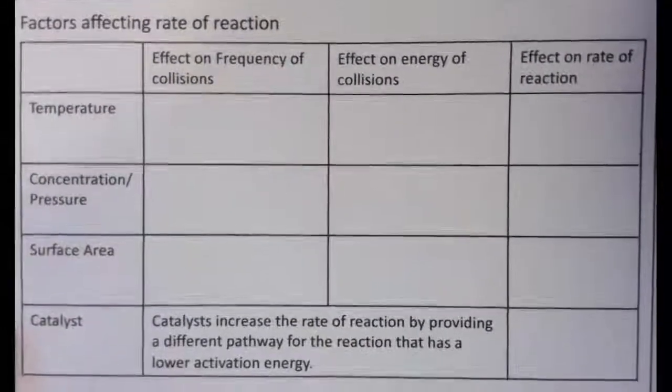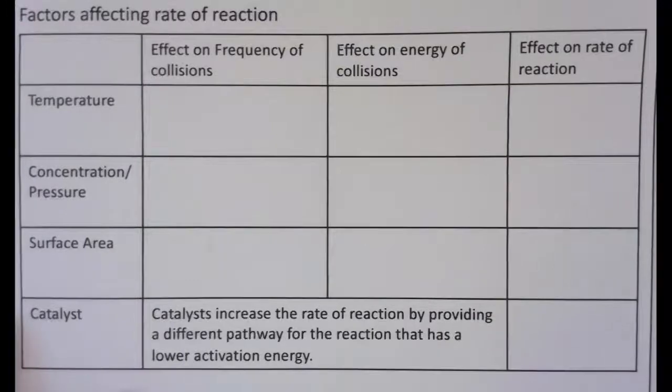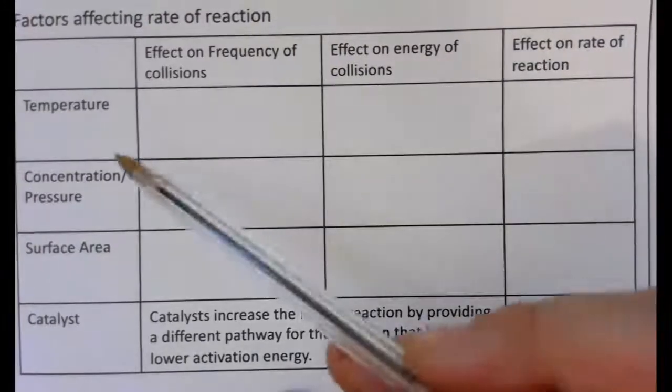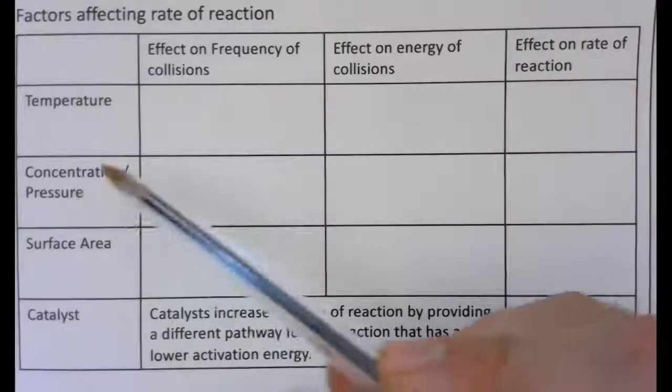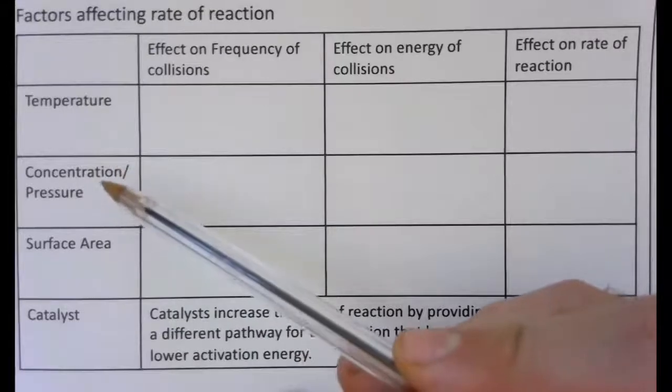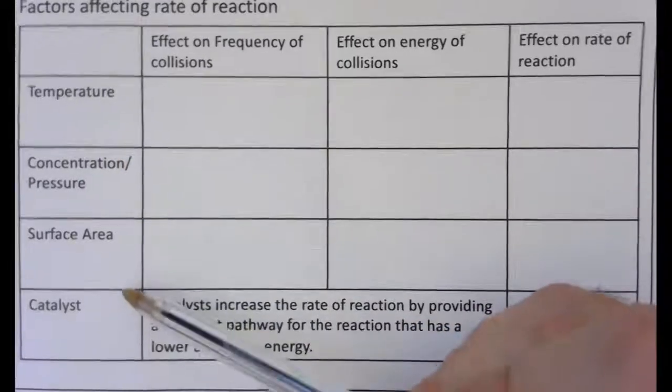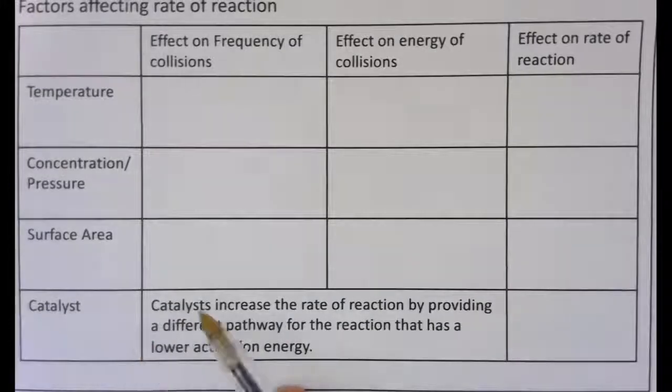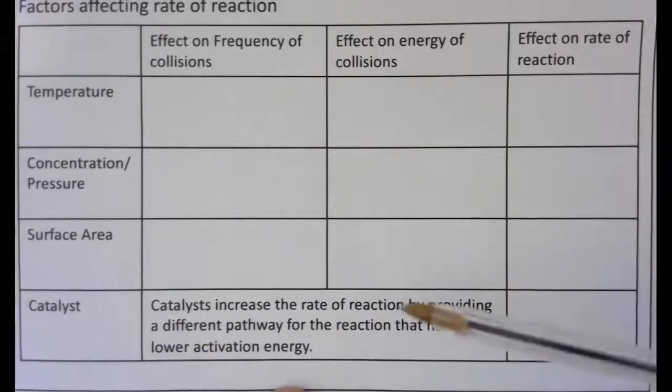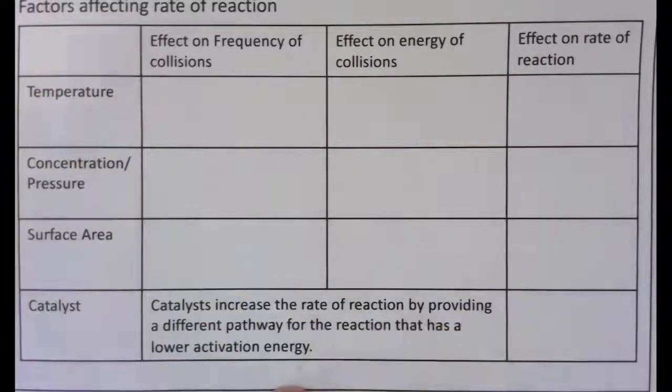So those four things that can affect the rate of reaction are temperature, concentration or pressure, and these are kind of the same idea. We'll look at those again in a second. Surface area and catalyst. So the use of a catalyst is a little bit different, and again we'll talk about that in a second. We'll start off with temperature.